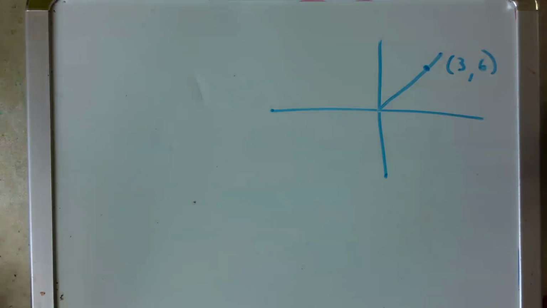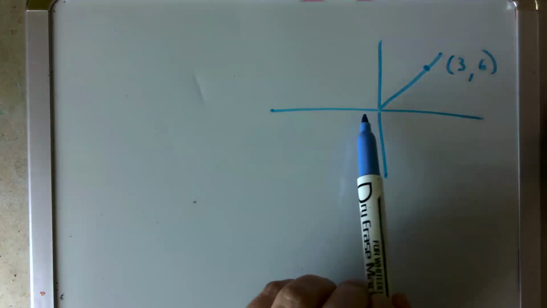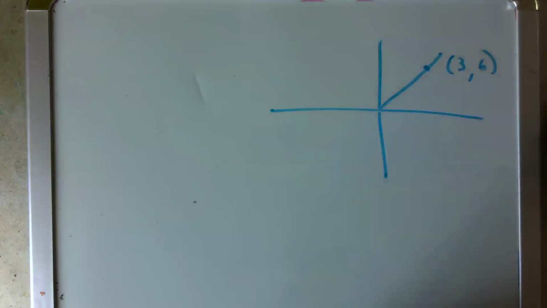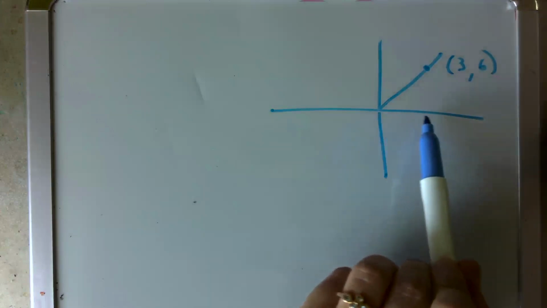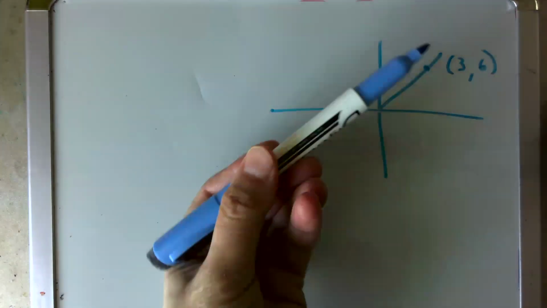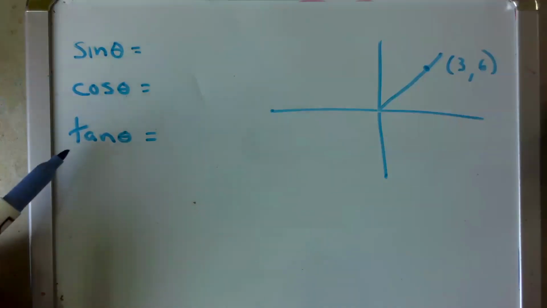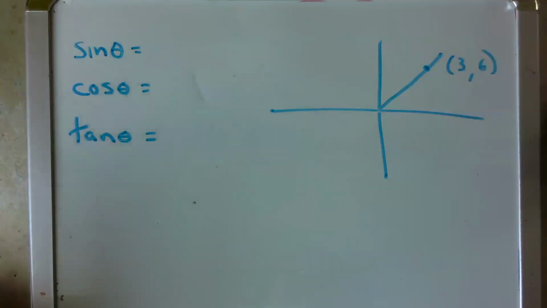So let's say your first problem is to find the value of the 6 trigonometric functions when you are given that a point on the terminal side of your angle is (3, 6). And remember that the x-axis is going to be your initial side, and where your angle stops is called your terminal side. So the first thing I'm going to do is write out sine theta equals, cos theta equals, tan theta equals, and I'm going to write what the ratios are.